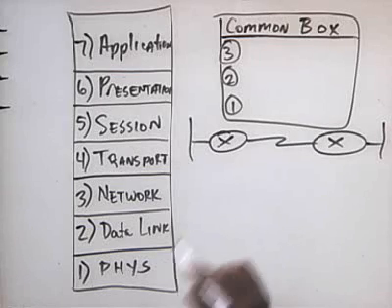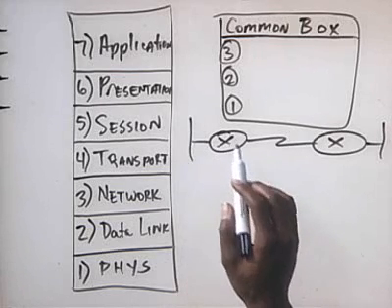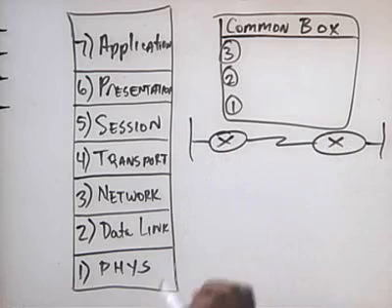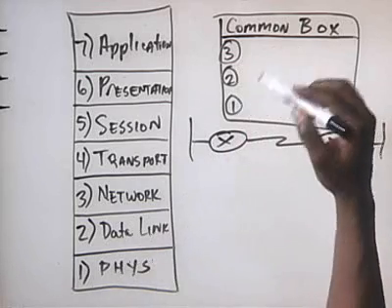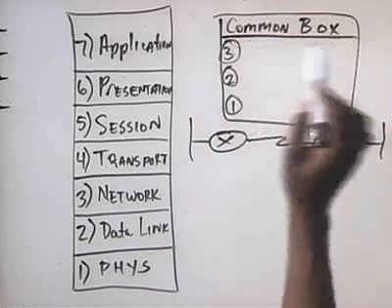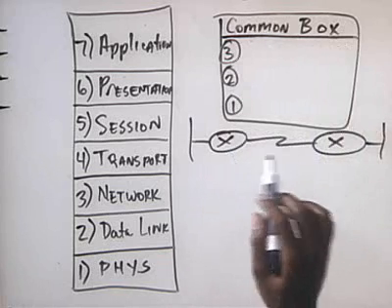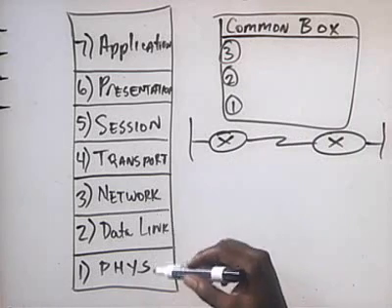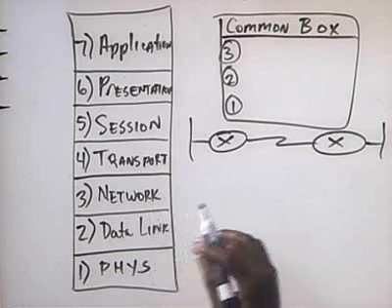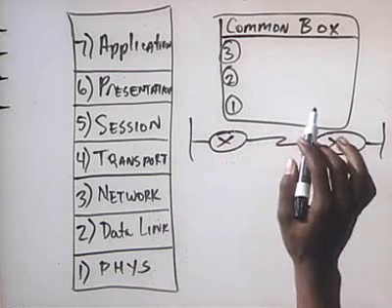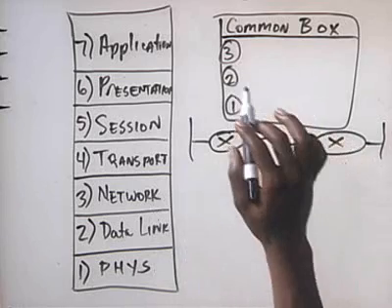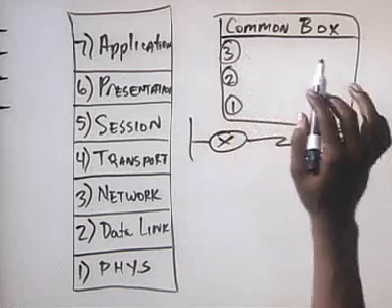Let's take a look at a couple of tips for troubleshooting IP. Whenever you want communication to take place between two devices, what I always like to do is what's called a common box. If two devices are going to communicate up to layer 3, there must be something in common at layers 1, 2, and 3.